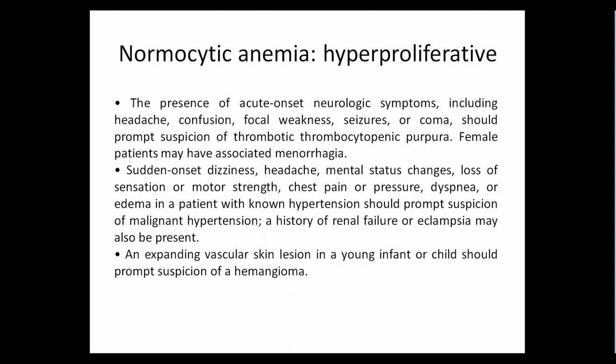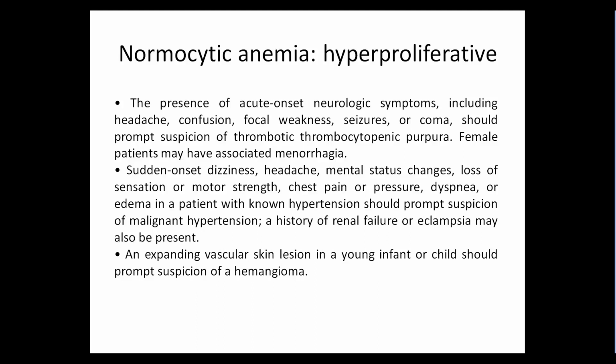The presence of acute neurologic symptoms, including headache, confusion, focal weakness, seizures, or coma, should prompt suspicion of thrombotic thrombocytopenic purpura. Females may have associated menorrhagia.